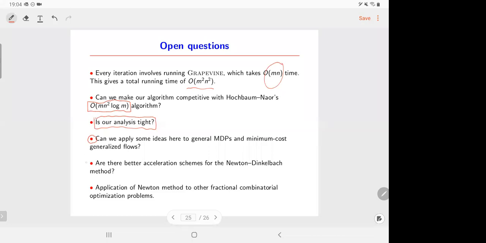On the Newton side, we have accelerated it by looking ahead. But this is only one acceleration scheme. It is possible that there are better acceleration schemes that are suited for different problems. And then the last question is whether we can apply Newton's method to other fractional combinatorial optimization problems.